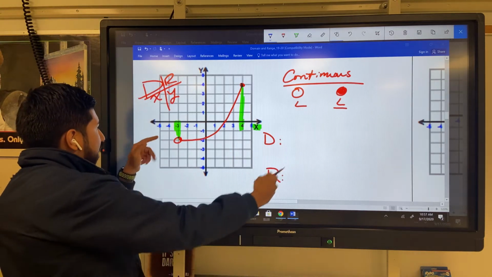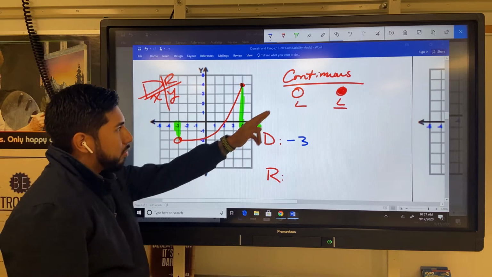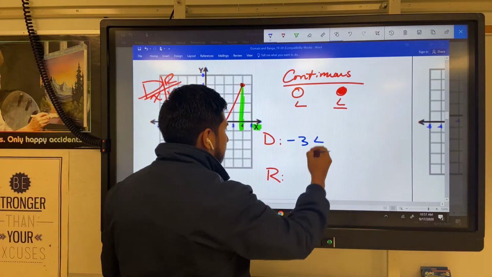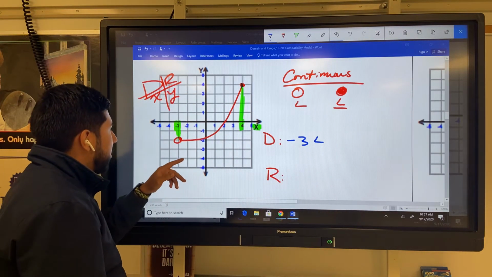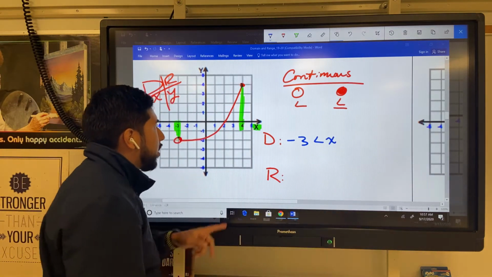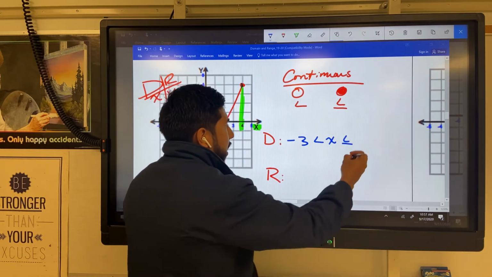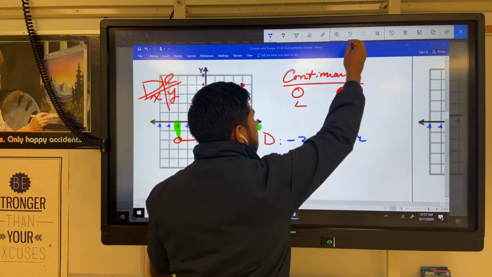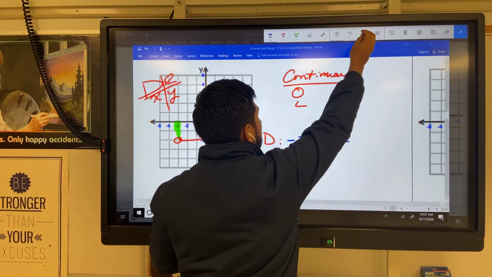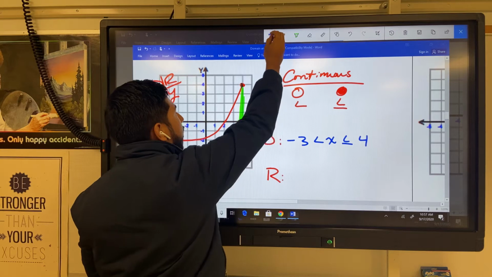Starting from left to right, we got -3. This is an open circle. That means I'm using less than. In the domain, so we put x, closed circle, less than or equal to, and it's with a +4. Oops, ugly 4. That's my domain.